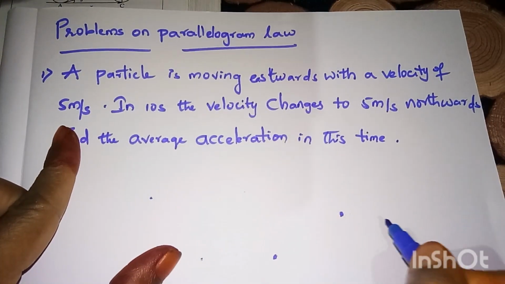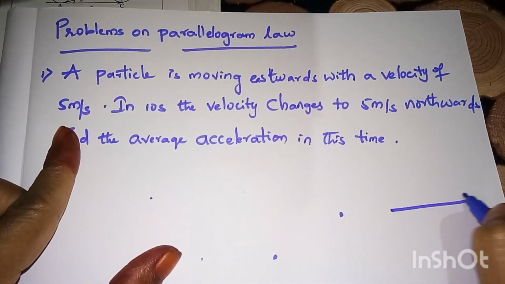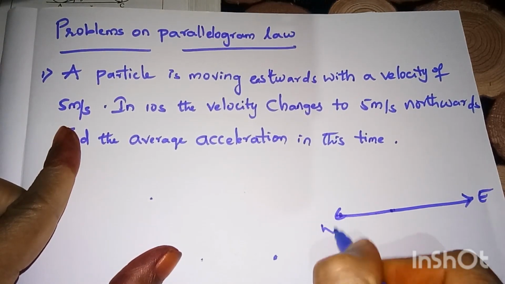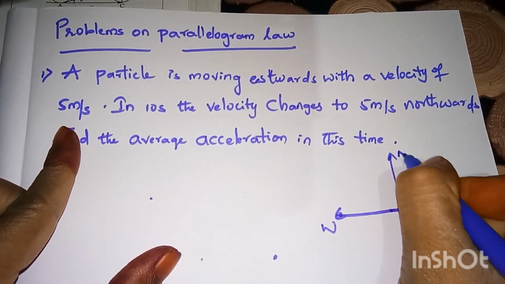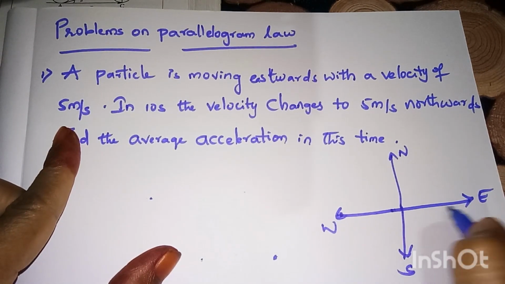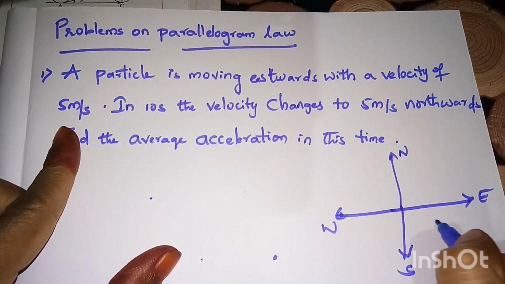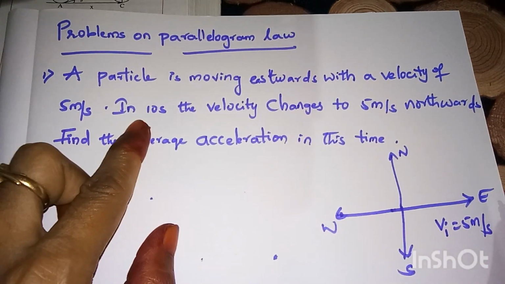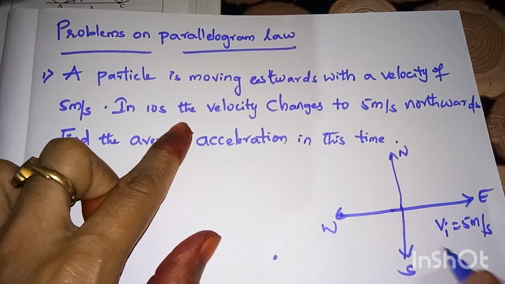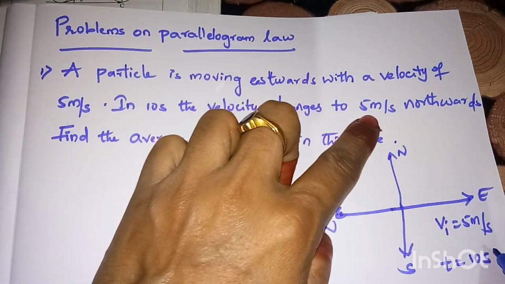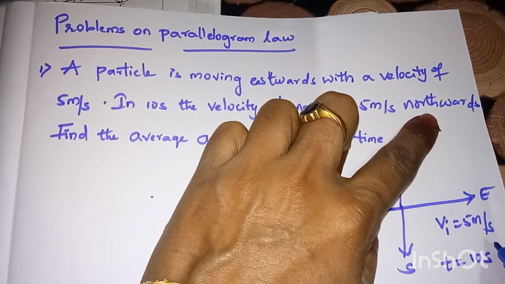So one of the particles is moving eastwards. This is east, this is west, this is north, and this is south. One particle is moving with a velocity of 5 meter per second, that is Vi, 5 meter per second, in the east direction. In 10 seconds, that is t equals 10 seconds, the velocity changes to 5 meter per second northwards.